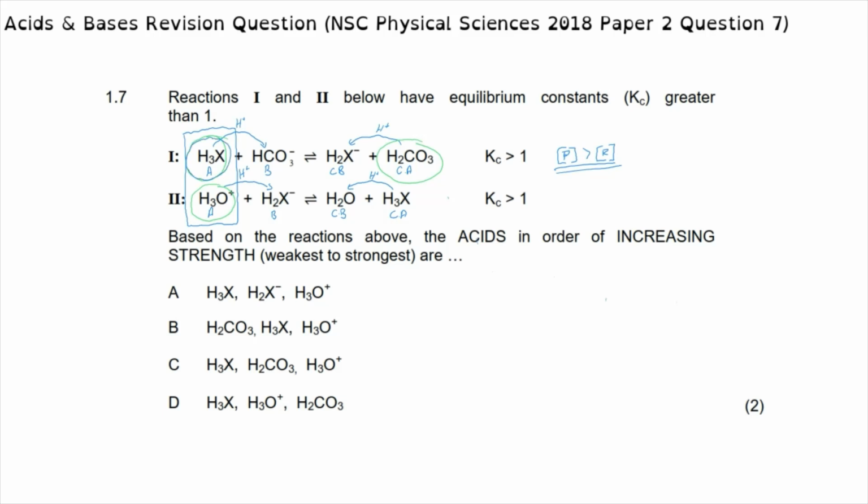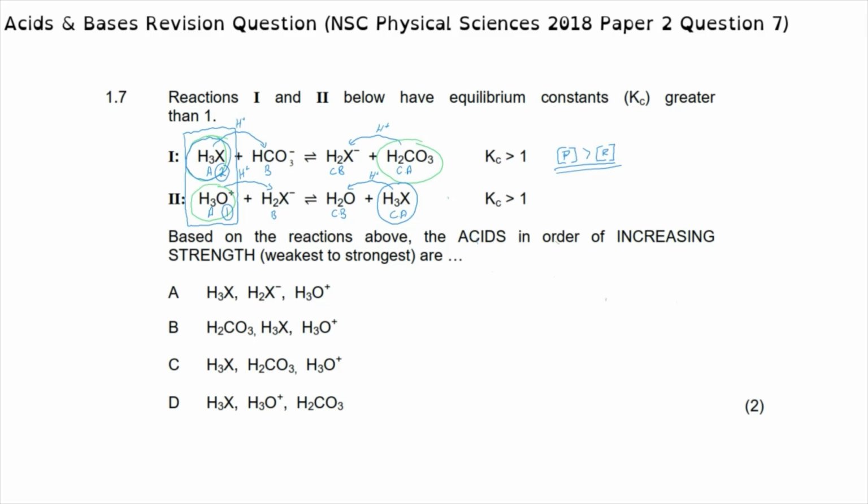not only an acid, but is also a conjugate acid. And since it's an acid and a conjugate acid in two different reactions, that means that neither of them is going to be particularly strong, which would then suggest to us that H3O+ is going to be our strongest acid. Our H3X is going to be the second strongest acid because it still is an acid in a forward reaction with a Kc value greater than 1.